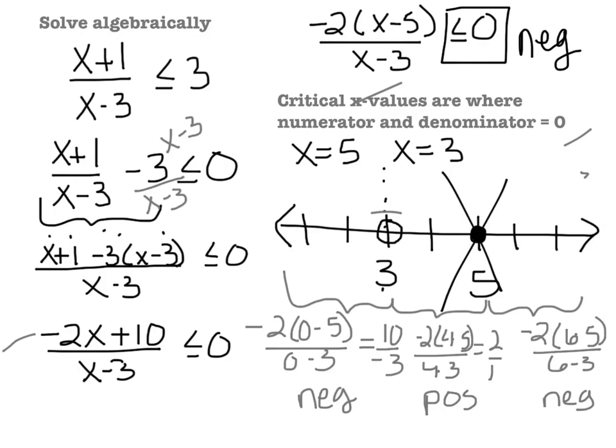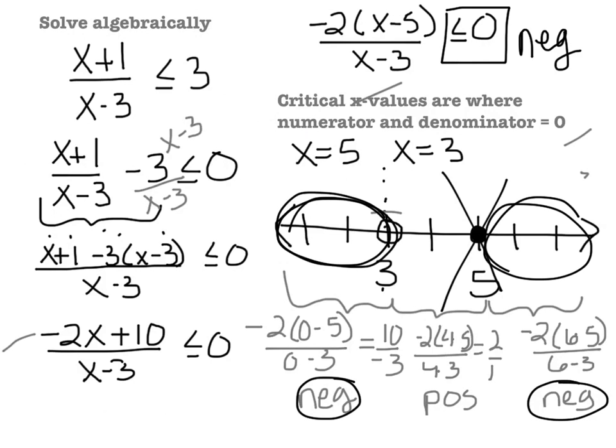You're looking for the regions that were negative, and there were 2 of them. So it was this region here and this region here. So we would say x is less than 3 and greater than or equal to 5. Less than 3 because it can't be 3, there's an asymptote. But greater than or equal to 5 because it can be 5, it can touch 5. And so I'm going to write that down here very small: x is less than 3, x is greater than or equal to 5.